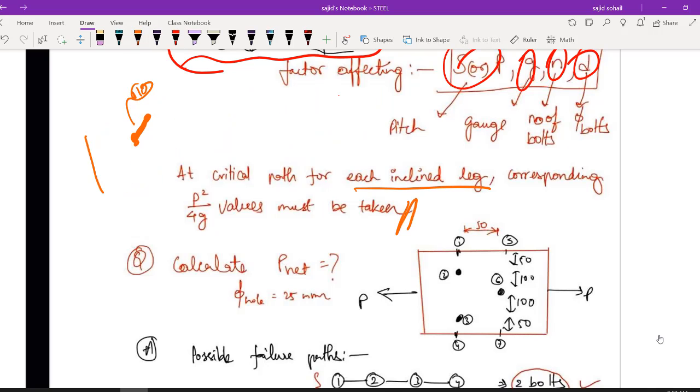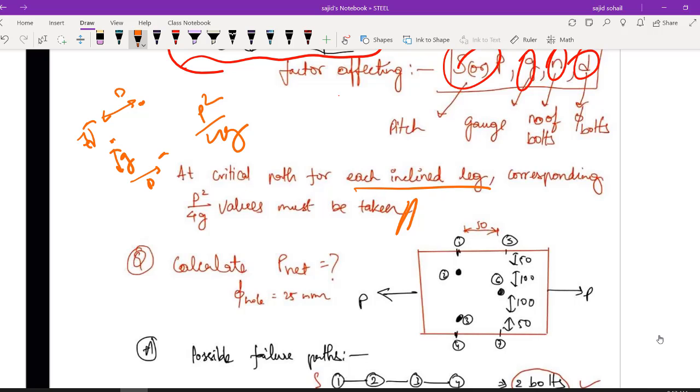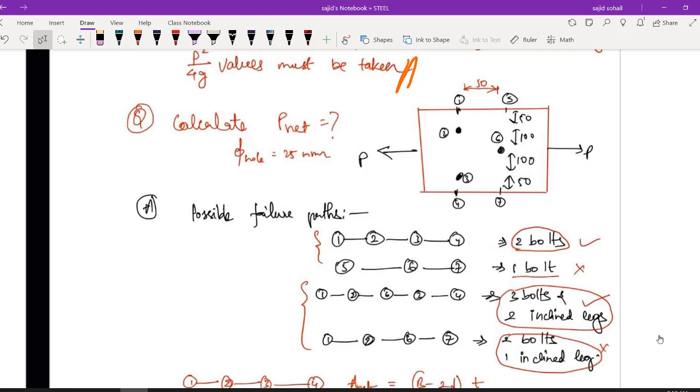Okay, so for each inclined leg what you have to do? You have to add p square by 4g. You know the pitch, you know the gauge. So what you have to do? You have to add p square by 4g for each and every leg. That's it. So now coming to this plate, there is one small example here.